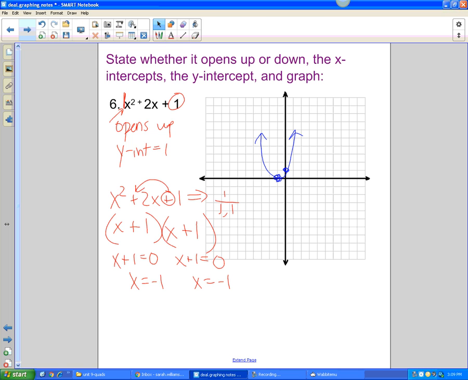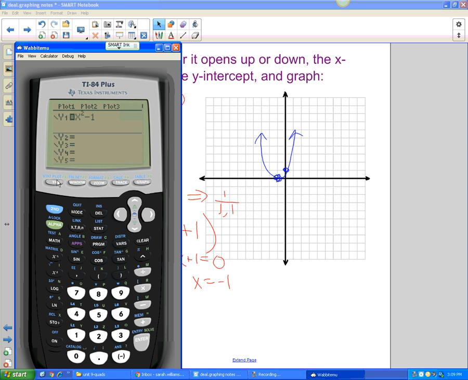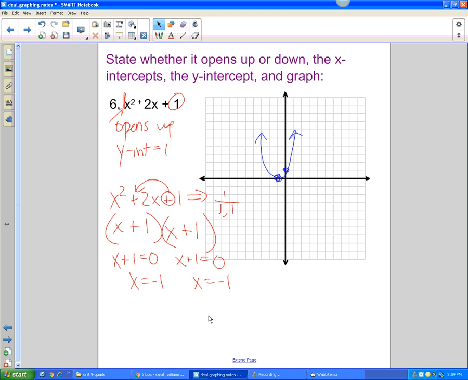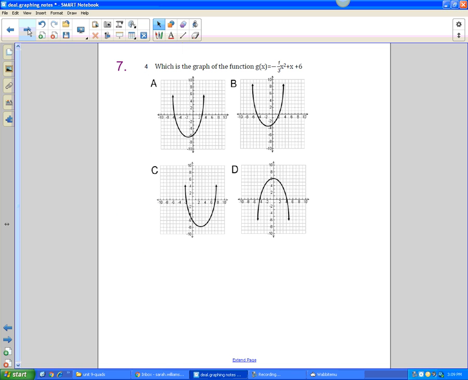All right, let's check that one in the calculator. X squared plus 2x plus 1. Graph. And there we go. There's our graph. All right, let's look at some multiple choice questions. Which is the graph of the function negative 1/3 x squared plus x plus 6? So you can put it in your calculator, which I encourage you to do to check your work.